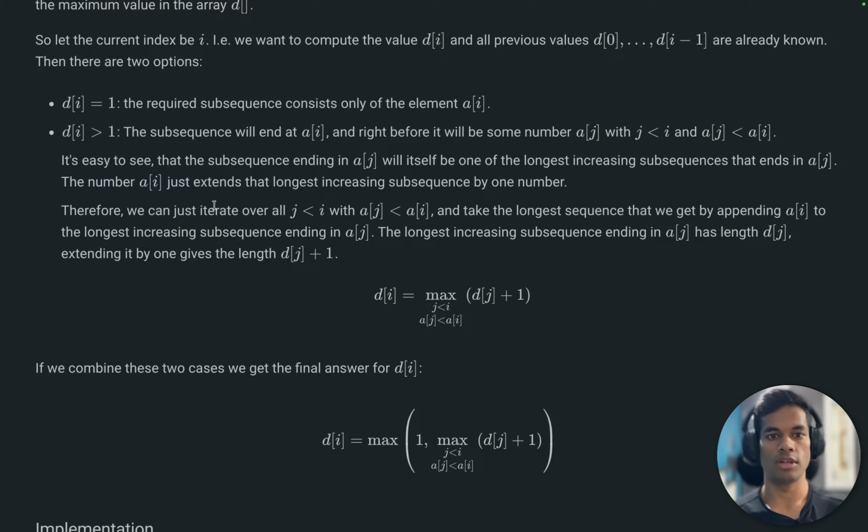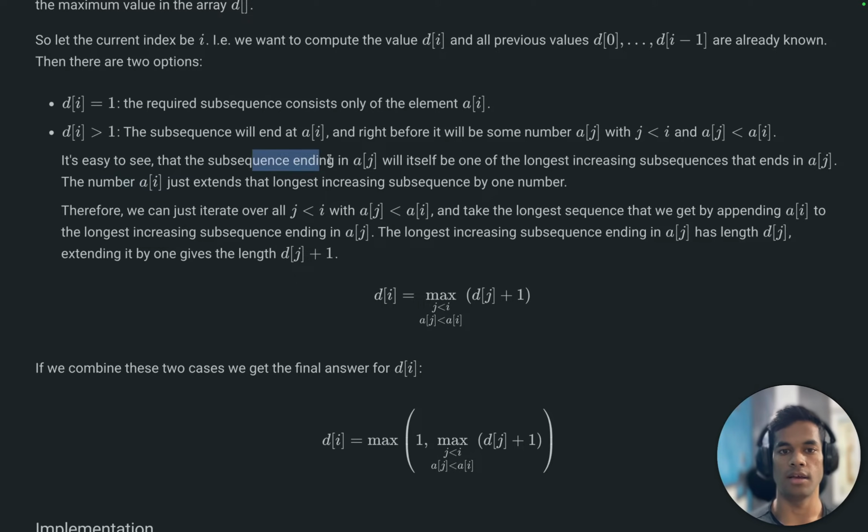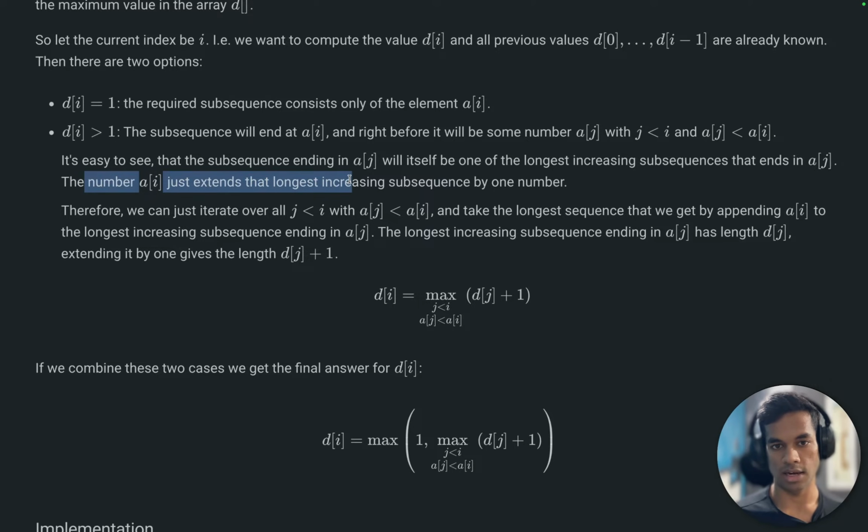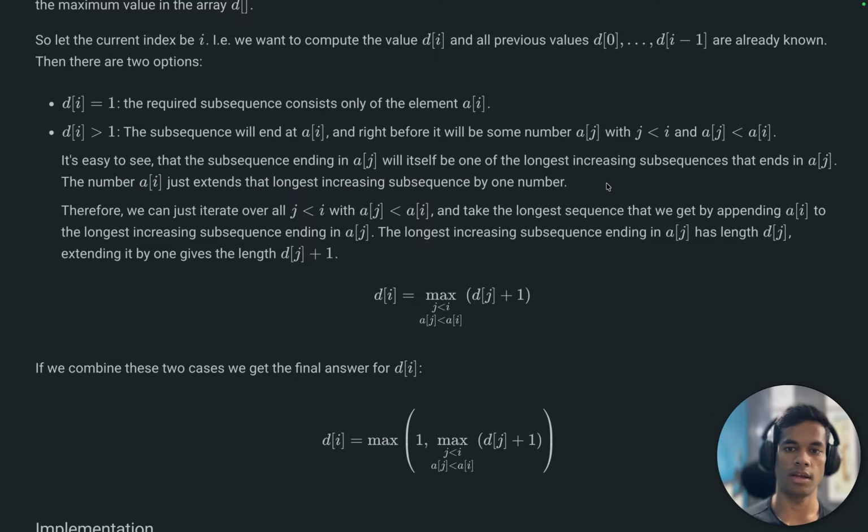It is easy to see that the subsequence ending in a j will itself be one of the longest subsequences that ends in a j. The number a i just extends that longest increasing subsequence by 1.